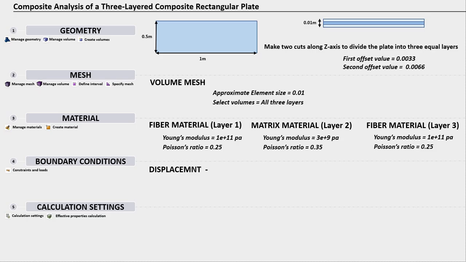Moving on to the fourth step, we will apply the boundary conditions necessary for the analysis. We will fix the bottom edge of the plate to restrict any displacement. This will act as a rigid surface, and next we will apply a pressure load of 1 megapascal on the top face of the plate. After setting up the model, we will proceed to the fifth step, where we initiate the calculation process.